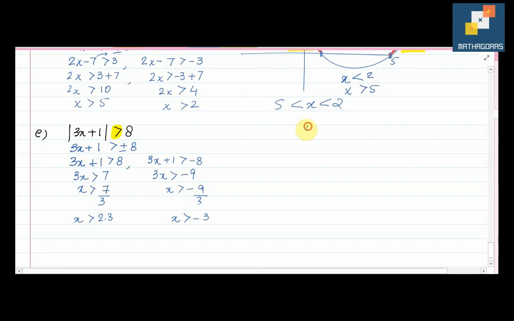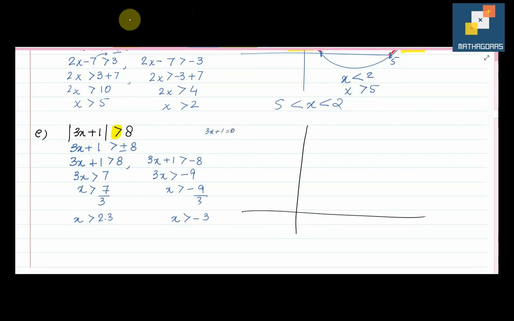Now if I roughly sketch it, for 3x plus 1 we have a vertex at -1 upon 3, or you can find it by simply equating it to 0. 3x plus 1 is equal to 0. You will get x equals -1 upon 3. That means when x is -1 upon 3, the value of y is 0. And if we talk about the intercepts, when x is 0, y is 1. So that's how you will get the graph of this function, modulus of 3x plus 1. On the other end, we have a graph of y equals 8.